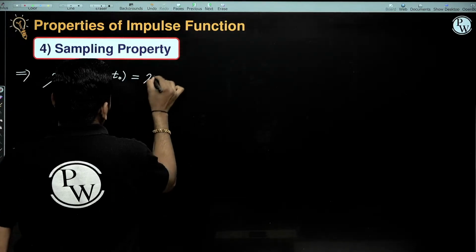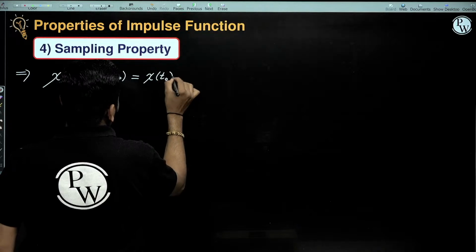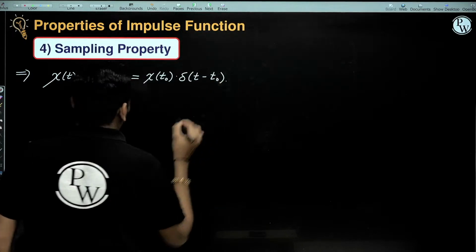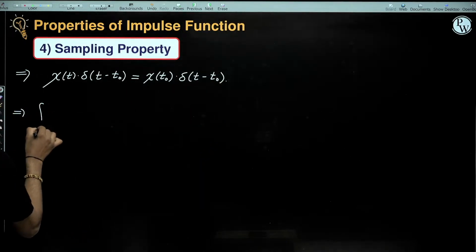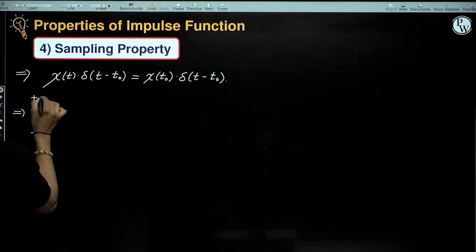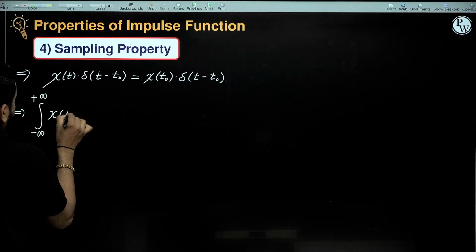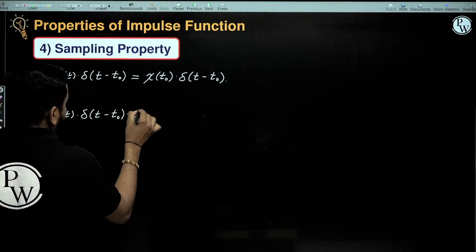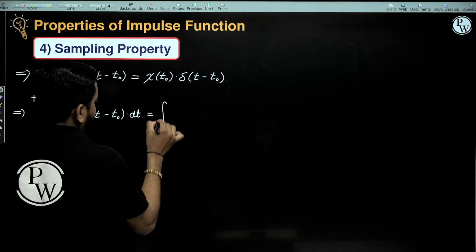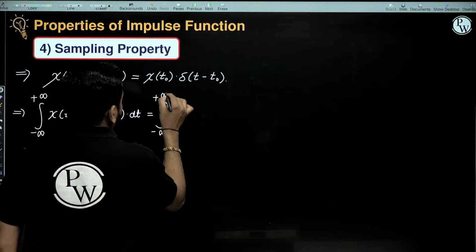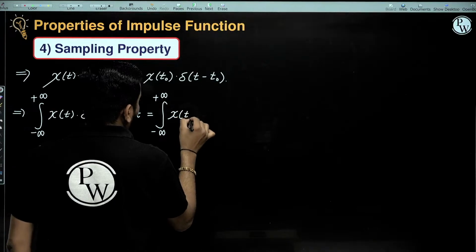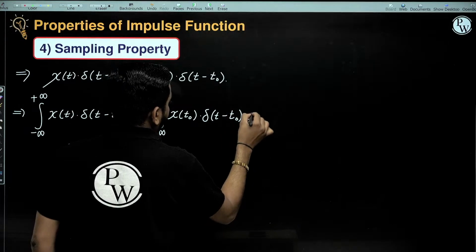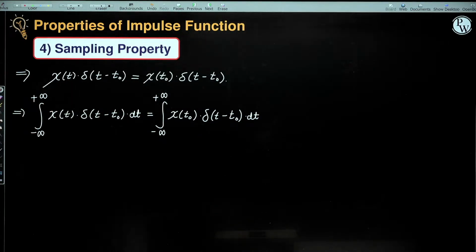is equal to x of t naught into del t minus t naught. Now perform integration with respect to t on both sides, minus infinity to plus infinity, x of t into del t minus t naught dt. So here, integration minus infinity to plus infinity of x of t naught into del t minus t naught dt, guys.